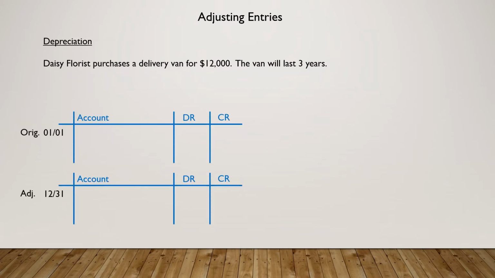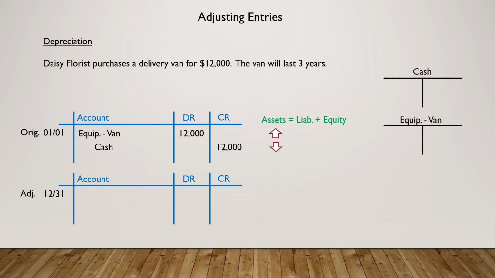Depreciation. Daisy Florist purchases a delivery van for $12,000. The van will last for 3 years. Depreciation adjustments are really just another type of prepaid adjustment. When the cash outlay happened, we didn't record an expense. Instead, we moved that monetary amount to another asset account. Just like purchasing supplies with cash, we had an increase in one asset and a decrease in another. To decrease cash for the amount we paid out, we'll credit cash. And to increase the asset for what we acquired, we'll debit an equipment account for the van.